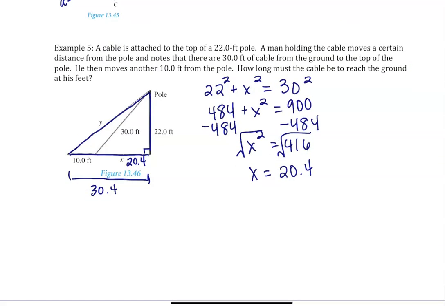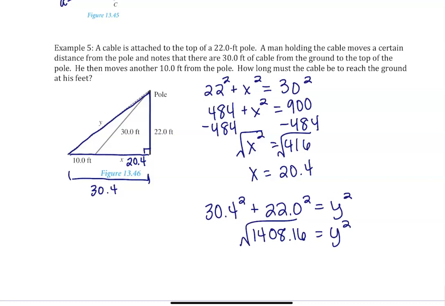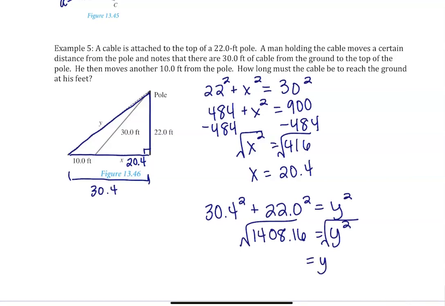And so now we can do Pythagorean theorem again. 30.4 is a side, so we do 30.4 squared plus 22.0 squared equals this unknown y squared. And I'm going to go ahead and do that in one step in my calculator. 1408.16. Take the square root of both sides. And we're looking at the cable needing to be 37.5, and our units here are feet.